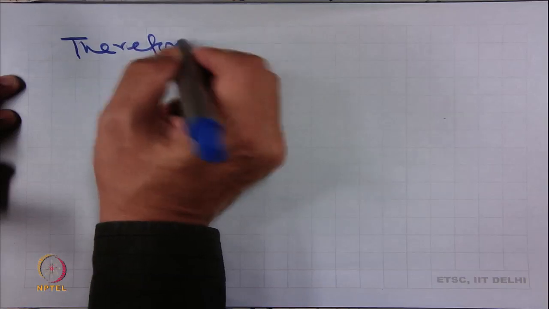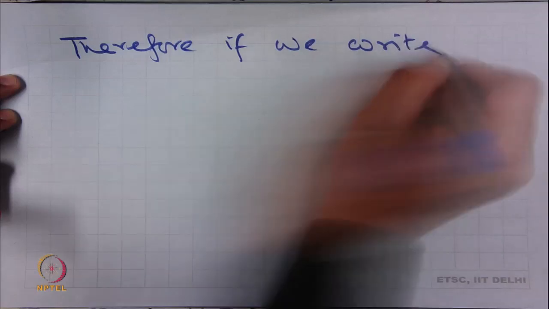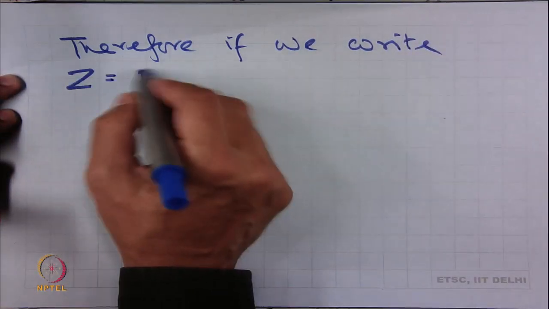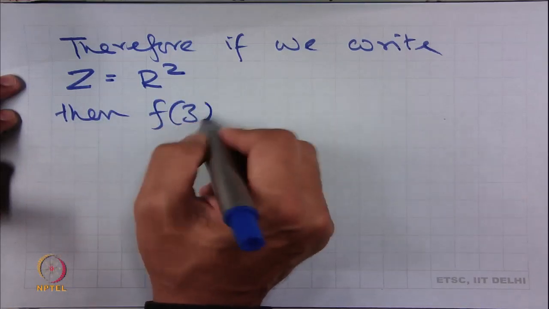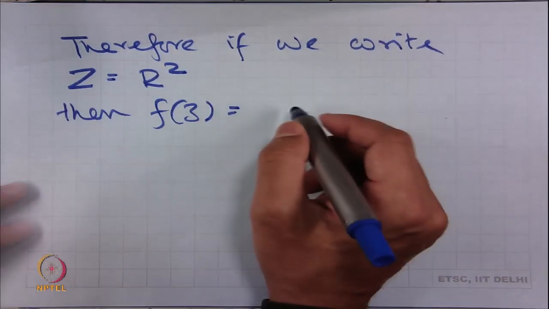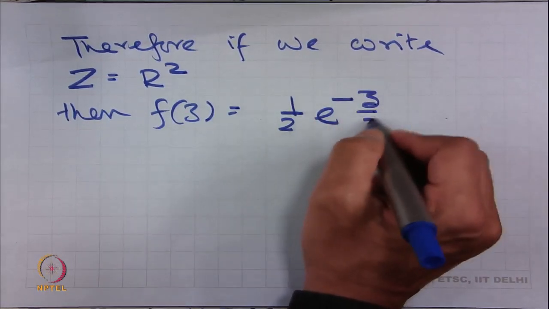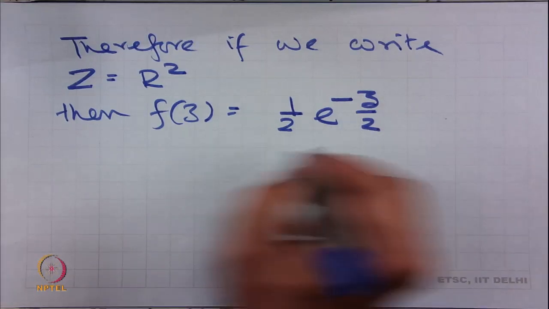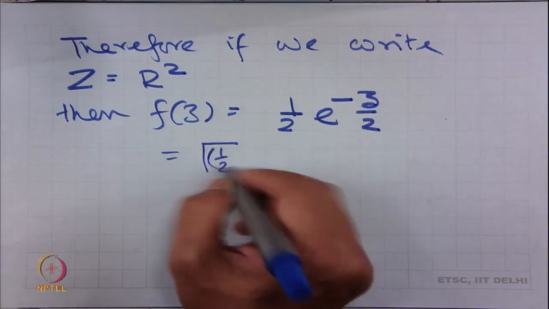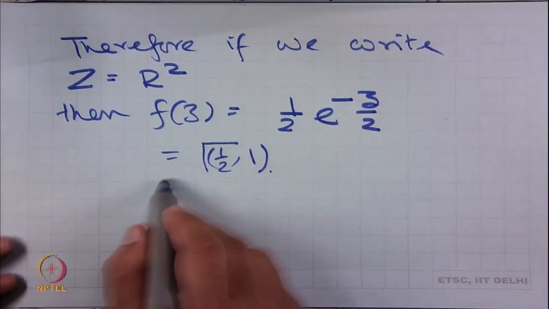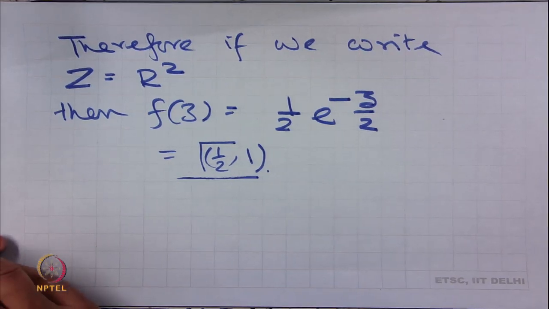Therefore, if we write z is equal to r square, then f at z is equal to half into e to the power minus z by 2, which is equal to gamma half comma 1. So, this is the result that we have already obtained using the moment generating function.